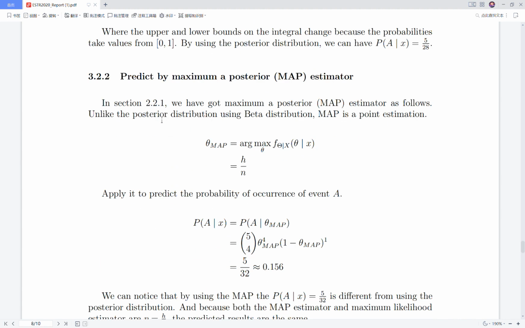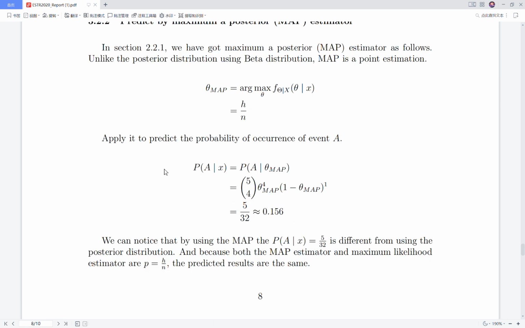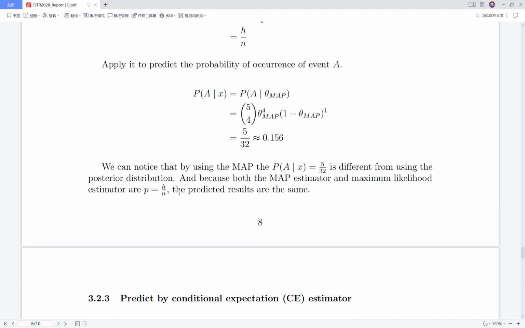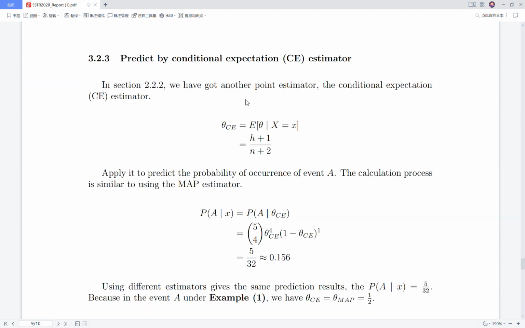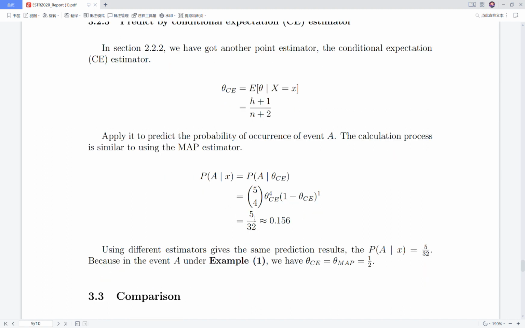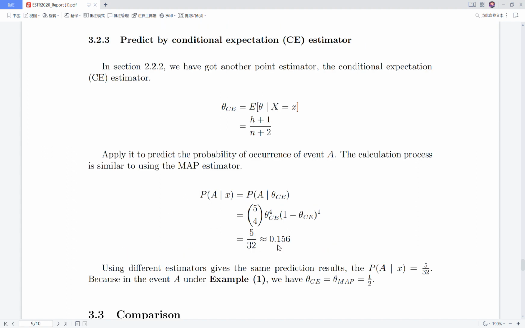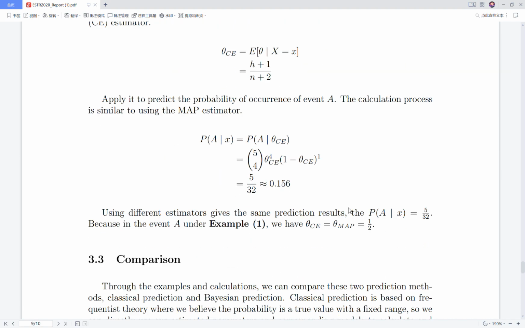And in section 2.2.1, we have got a MAP estimator. Apply it, we can have the result 5 over 32. It is different from using the posterior distribution. And in section 2.2.2, we have got another point estimator, the CE estimator. Apply it, we can have the same result, 5 over 32. Using different estimators gives the same prediction results because in event A of example 1, we have theta CE equal to theta MAP equal to 1 over 2.